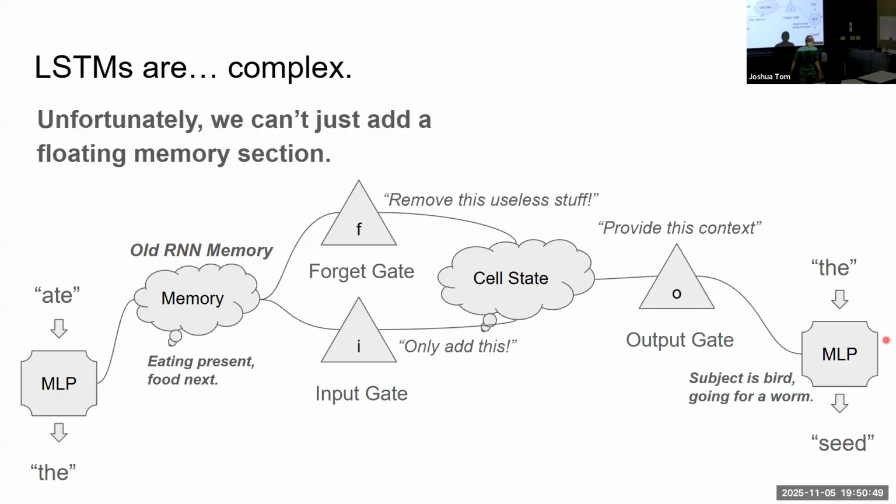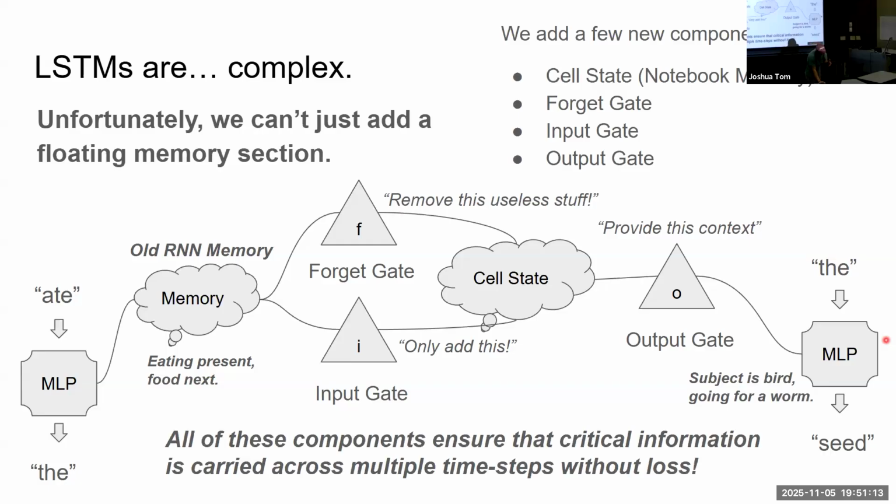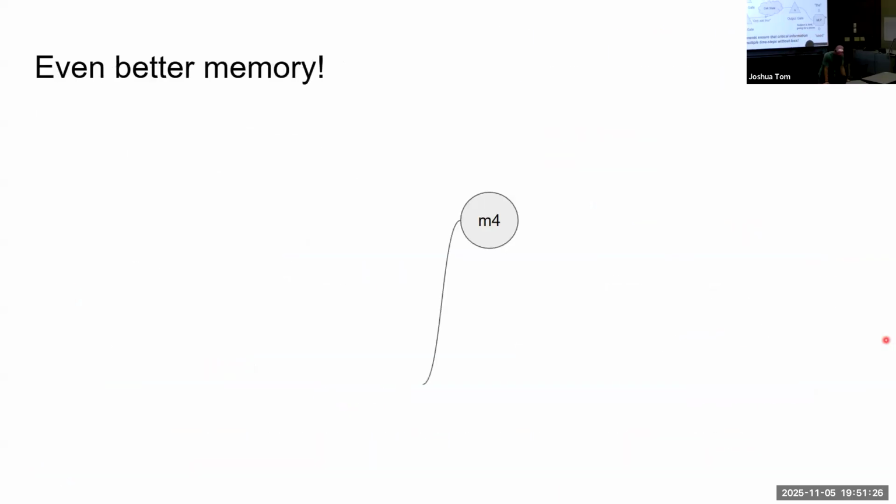And then the output gate kind of says, hey, you don't need to take the entire memory and apply it to the model's thought process every single time. So just provide what's relevant. So, hey, this was a bird. If that's all that matters, that's all that we should send. That's all the output gate does. So all of these components keep a safe area to store information. And that's why LSTMs are more useful.